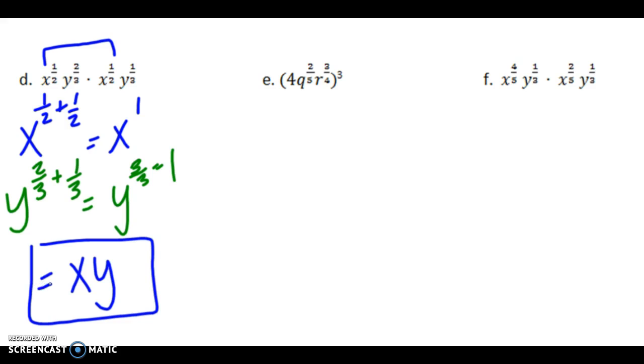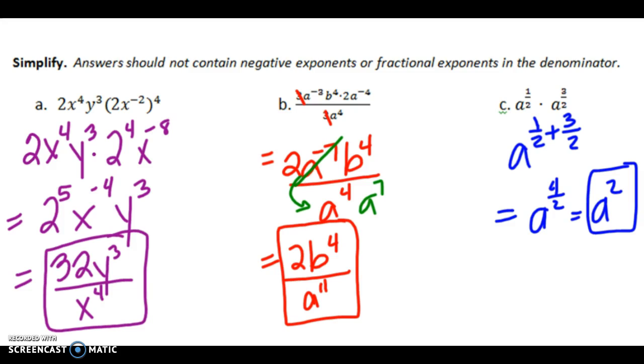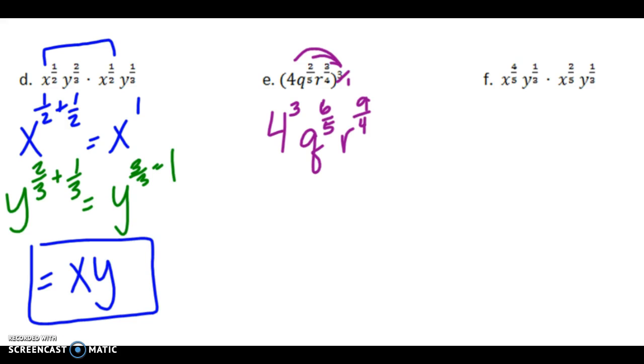All right. This next one, you're going to share the love, just like you always do, and make this distribute to all these parts. So this becomes 4 to the 3rd. Remember, when you're multiplying, this is like 3 over 1, so it's going to become 6 over 5. And then it's going to become r to the 9 over 4. It says our answer should not contain negative exponents or fractional exponents in the denominator. So when I go to fix this, I have 4 to the third, which I need to fix. And that gives me, whoops, 4 to the third gives me 64.